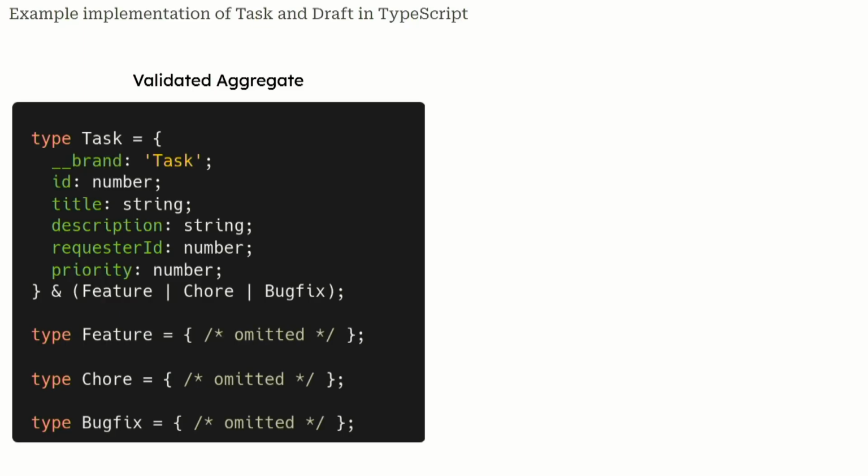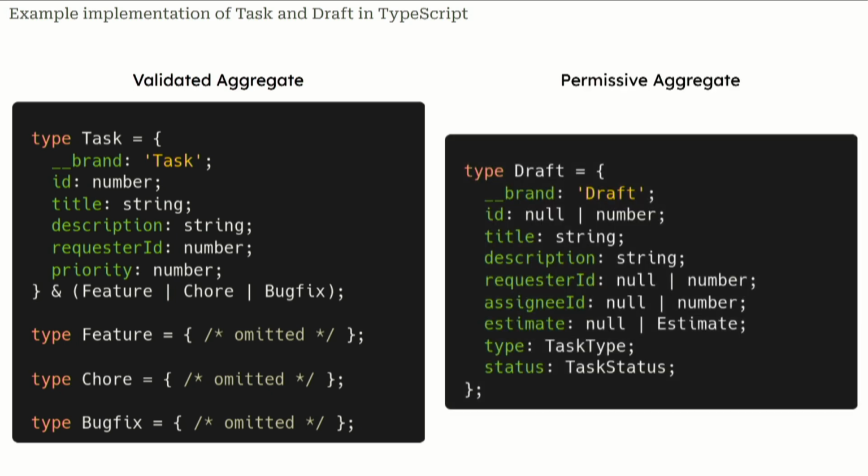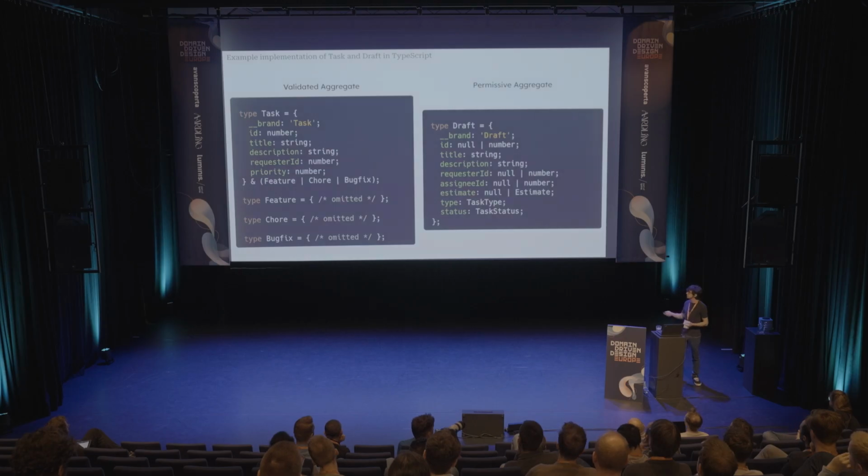So here's a small example implementation of how to do that with TypeScript, for example. The validated aggregate is a task, and you can even use the type system to make sure that all the business rules are being respected and enforced. Because once you have a task, you're totally sure that all the business rules are being followed. And when you have the permissive aggregate, the rules there are looser, so you don't need strict typing for that. You can just leave it for the use case to handle, and then when you send it to the backend, you're finally going to validate it and get a task back.